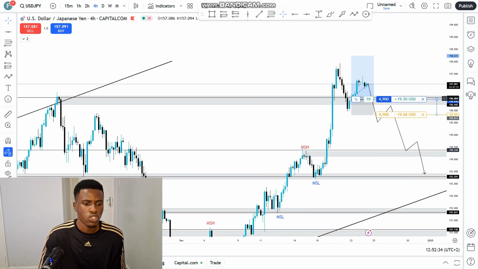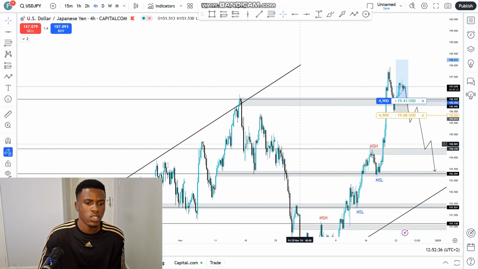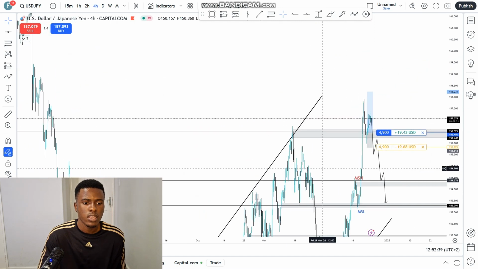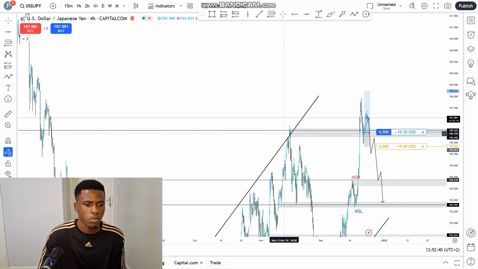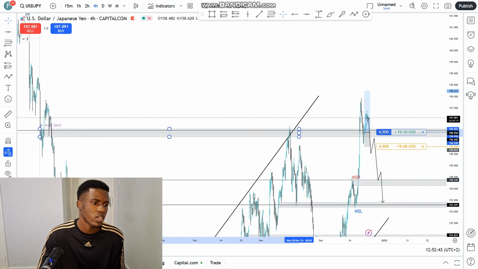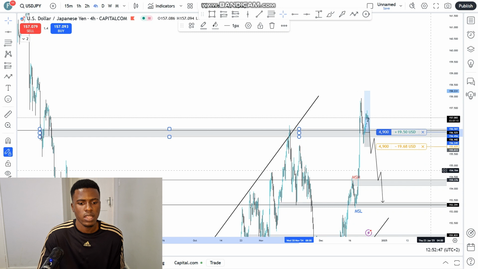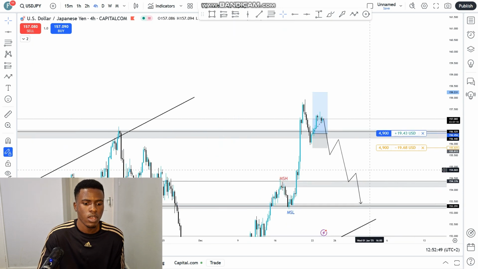So I am expecting a continuation to the upside on this one. And as you can see, if I zoom out right here, this support area has been tested multiple times. If I zoom out, you can see right here it has also been support. It was broken, came back to be resistance, and now support again. So I am expecting this one to continue to the upside.